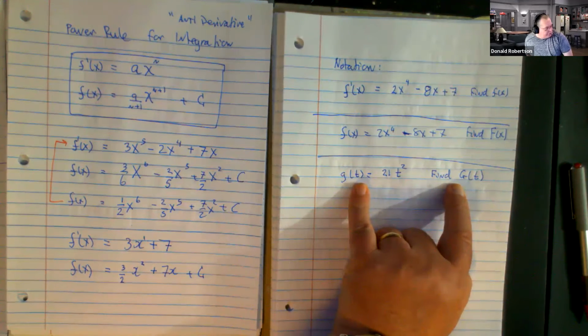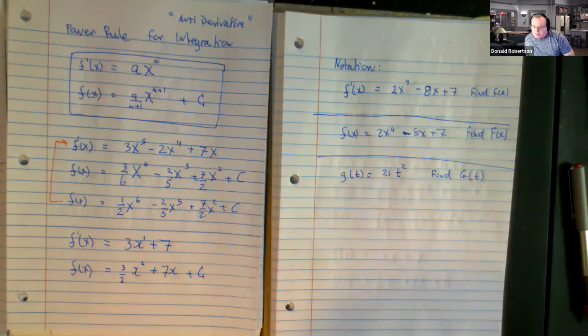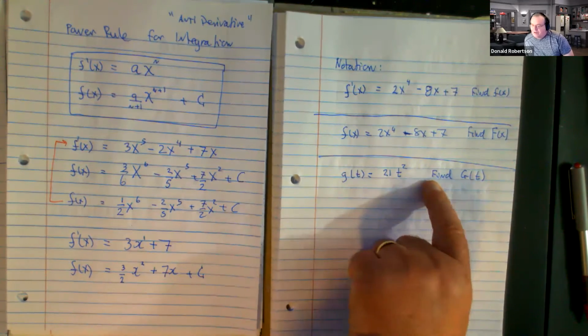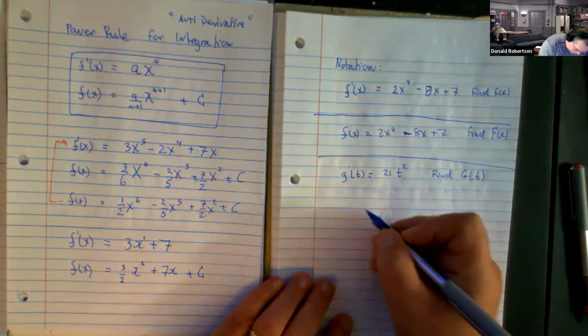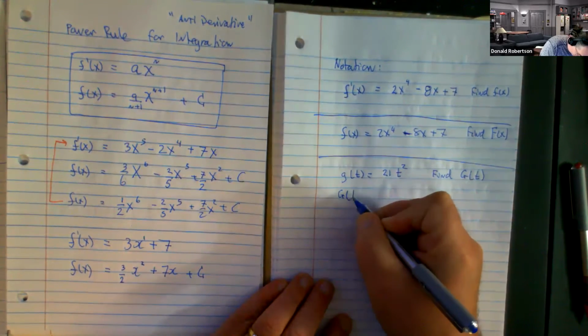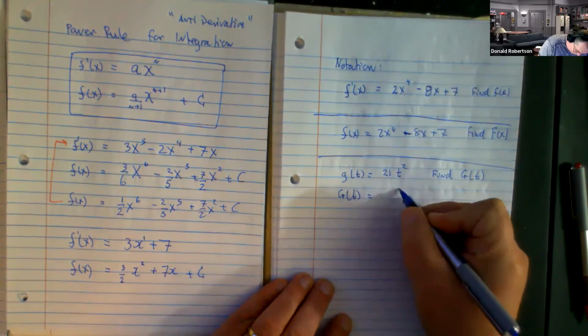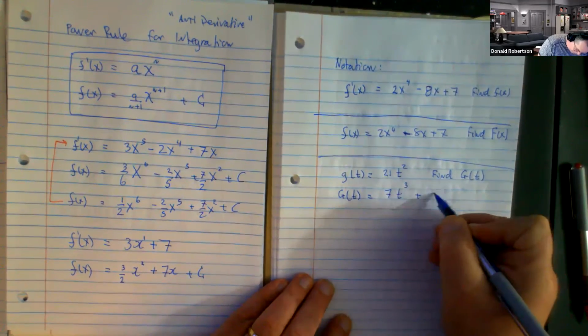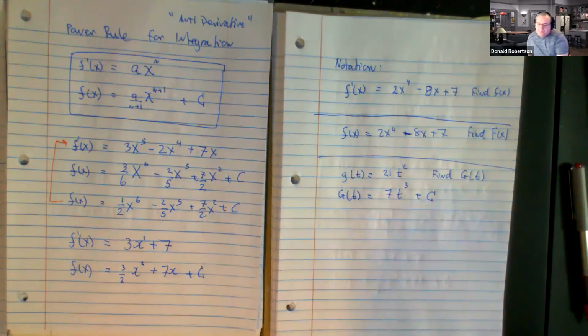There isn't really much in the way of English here. The grade is just a function and find this guy. So capital G of t is a power rule. Add 1 to the power and divide by the new power. Remember to put your plus c at the end. Are you comfortable with the two types of notation?